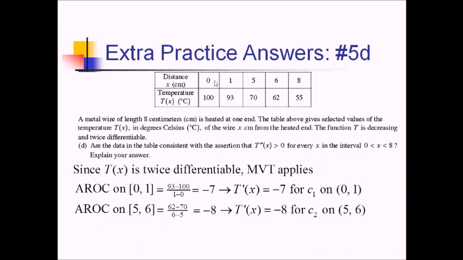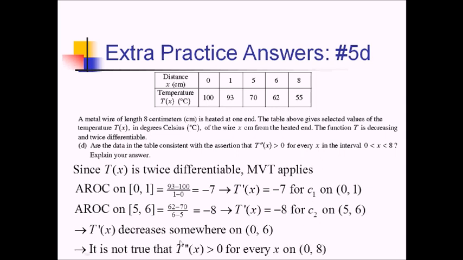So let's take stock of what we've learned here. Earlier on in the function, we had a T prime of negative 7. Later on, we had a T prime of negative 8. That means T prime decreased. Well, that wouldn't happen if T double prime was positive. If T double prime was positive everywhere, then this value should go up from negative 7, not down. So since T prime decreases somewhere on the interval from 0 to 6, it has to get from negative 7 to negative 8, that means that it's not true that T double prime is positive for all x on 0 to 8.